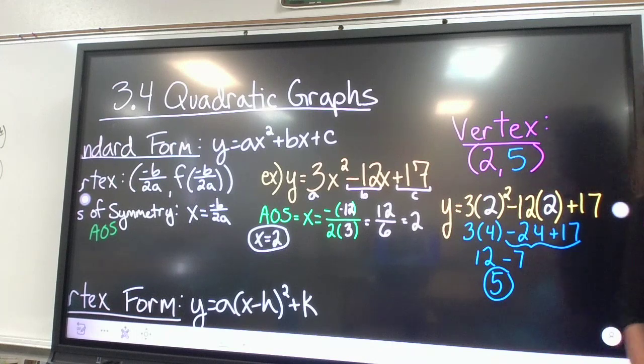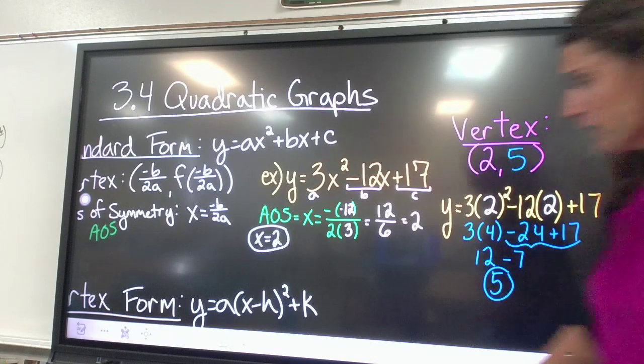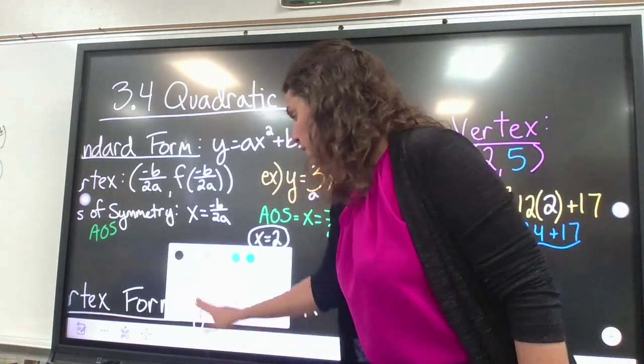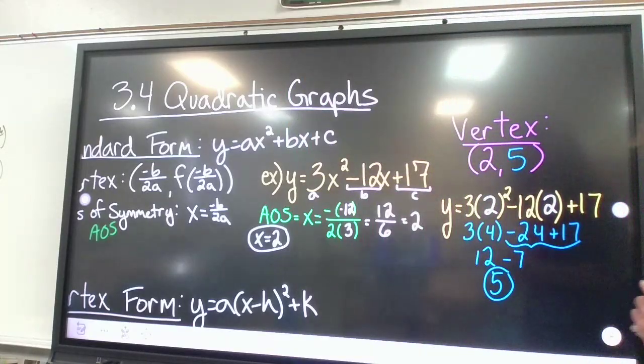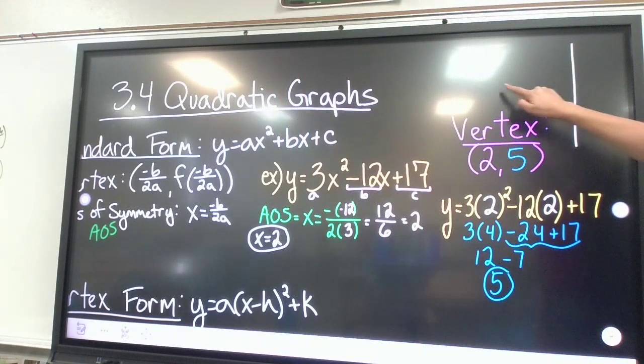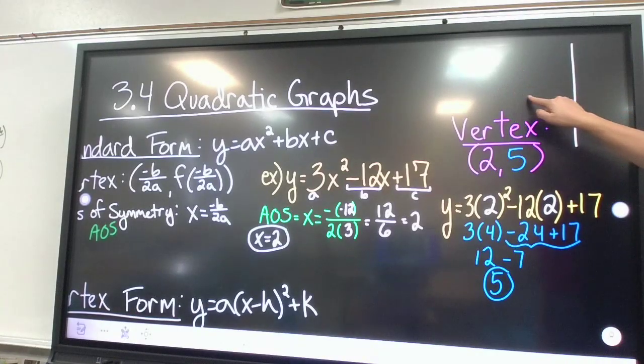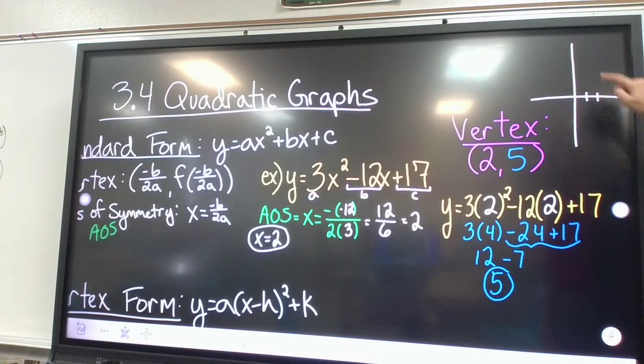Some of you may be wondering what this graph looks like. If we're trying to graph this, I'm going to do a very rough sketch with just the key information that we found. We know that our vertex is at 2, 5, and because a is positive, the graph is going to go up like that.